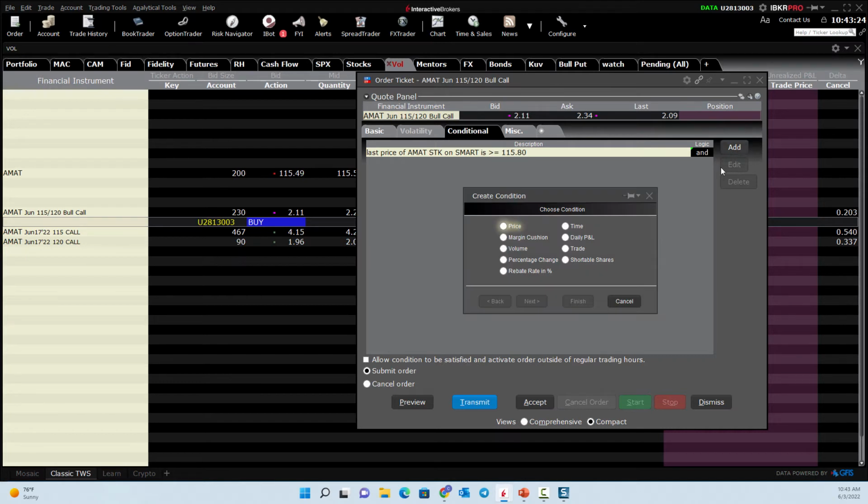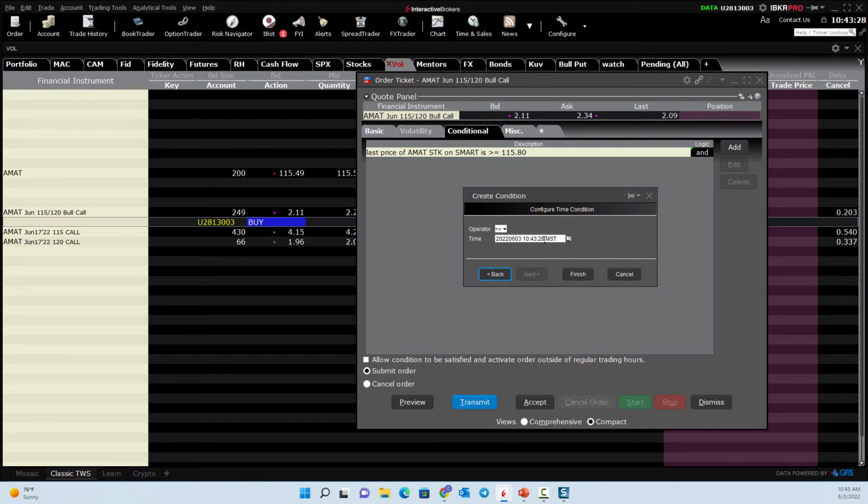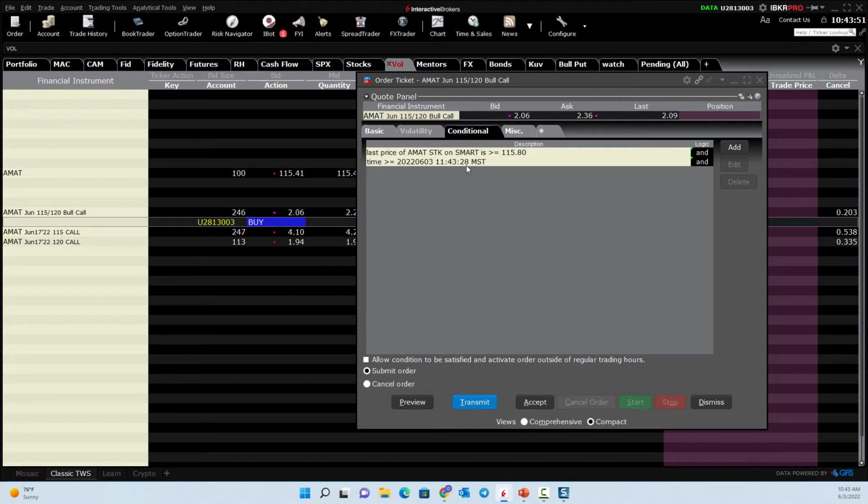I could create another condition. I could say, and I want it to be after such and such a time, Mountain time. Let's say, I'm on Mountain time zone, but maybe we want it just before the close. So 11:42 Mountain would be 1:43 Eastern time. So just 17 minutes before the close or something like that. And we could add a time.